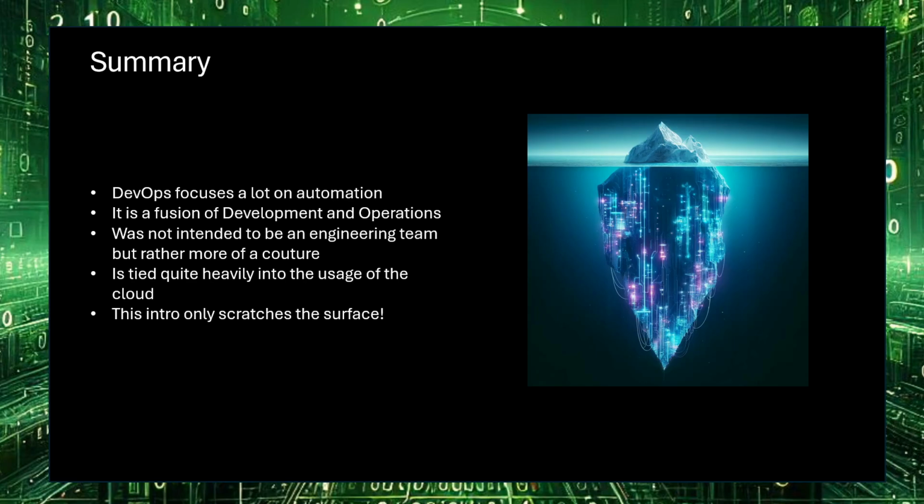So, in summary, what we've looked at today is a very high level of DevOps. So we're focused on the automation component of DevOps, spoken a bit about how it's a fusion of development and operations. It was not intended to be an engineering team, but more of a culture.